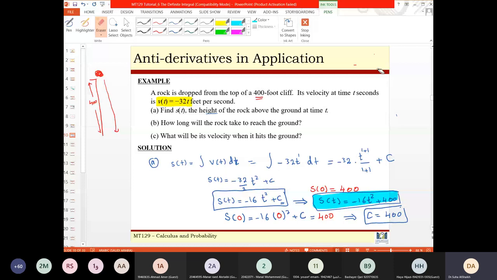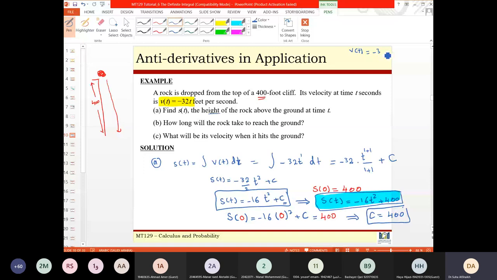So let's write the S of T here. I already have the V of T, it's equal to minus 32T. And I found the S of T, it's equal to minus 16T squared plus 400. And let's answer part B of the question. Any question before I erase part A?